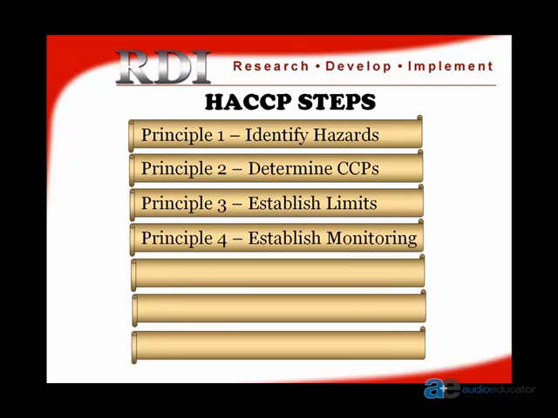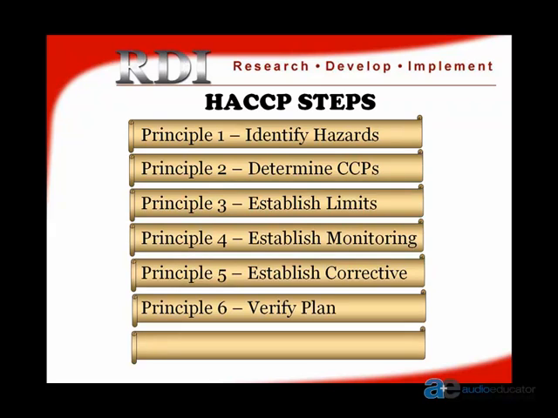Fourth principle, you then establish a monitoring system so that you can measure these limits and make sure that you're in compliance. Then you establish a corrective action plan if your process does not hit the limits. Sometimes those corrective action plans are just, you throw the product away, but there may be other ways you can correct the problem and continue to produce the product. Then you need to verify your plan. You do this by monitoring your plan, by having people check if the plan is working, and you keep the records.